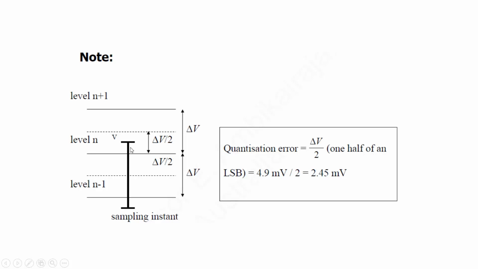In this way, the quantization process is completed, meaning the sampled values are given the allocated quantization level, depending on where the sampled value lies. If it is above the middle level, then n plus 1 will be allocated, and if it is below the middle level, then level n will be allocated. Between the two levels, we define it as delta V, which is the step size.